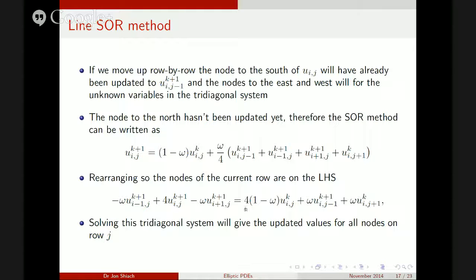All of these other nodes are already known, so I know the values of all these, because this is the node to the south, which has just been calculated on the previous row. This is our current value of node ij. And this is the previous value from the node to the north. This is a tridiagonal linear system. It may not be obvious, but that's tridiagonal. So what I'm going to do is write it out as a series of equations.